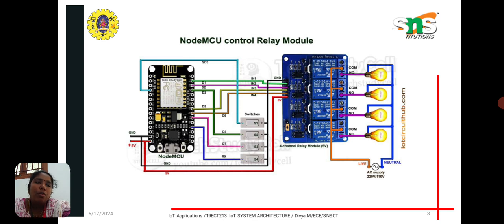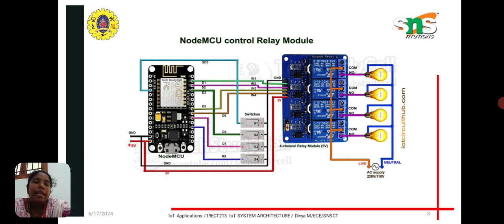We are using a 4 channel relay module and we have a NodeMCU. It has an inbuilt Wi-Fi module, so if we send some data to that particular module, it will act based on this. If we send a message to switch on the light to the NodeMCU, and it receives that message, then it will switch on the power. It will switch on the lights. If we send a message to switch off the lights, the NodeMCU will automatically turn off the lights.